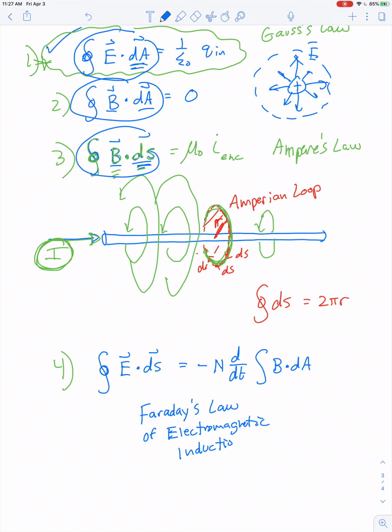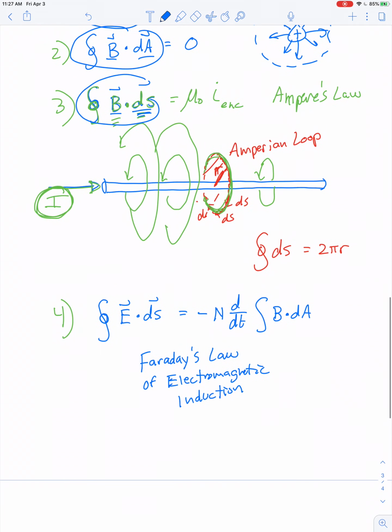And that's actually the, we spend a full unit of study, right? Here we are in the middle of Unit 4.2 on magnetism. In Unit 4.3, we're going to study this fourth expression, Faraday's Law of Electromagnetic Induction.